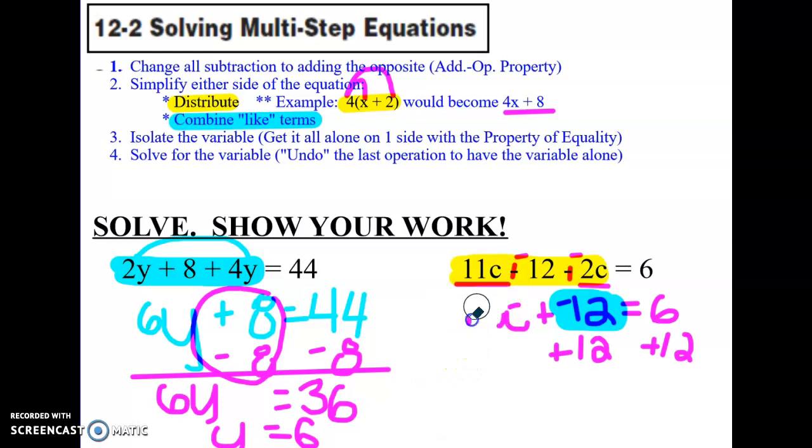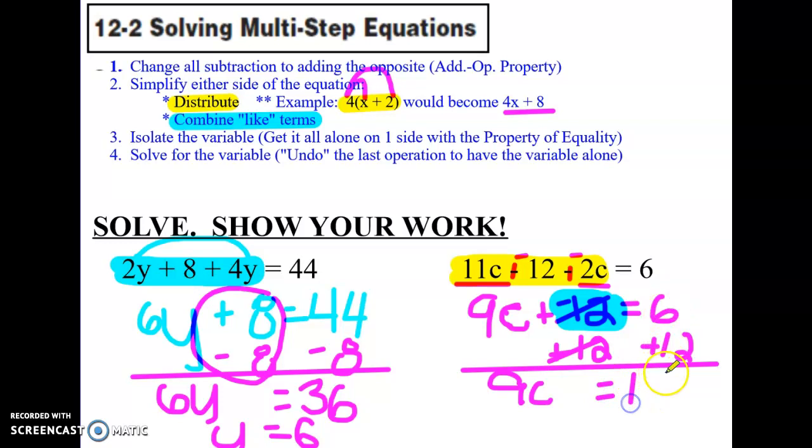11c and a negative 2c, I hope you caught that too, is going to give me a 9c instead. Sorry about that, 9c. All right, going back to adding 12 onto both sides, I'm going to have 9c over here. A negative 12 and positive 12 gives me 0, and 6 plus 12 is going to give me 18. 9 times the number is 18. I'm going to divide both sides by 9, and 18 divided by 9 is going to give me a solution of c is equal to 2.